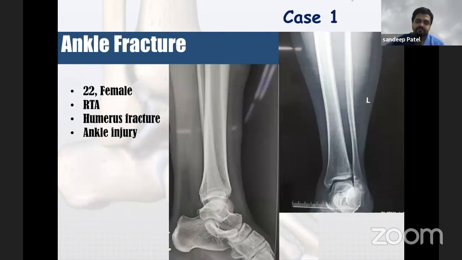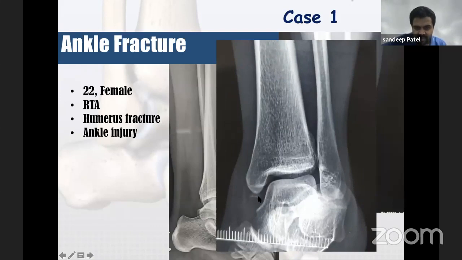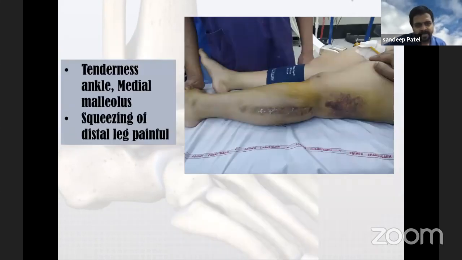This is a 22-year-old female, road traffic accident, who had an associated humerus fracture and an ankle injury with some swelling. These were the initial X-rays. Grossly they look normal. A subtle injury; we can make out a small flake of bone over here. So it looks like a very subtle nature of injury. But are these radiographs enough?